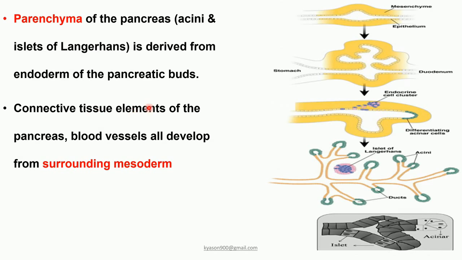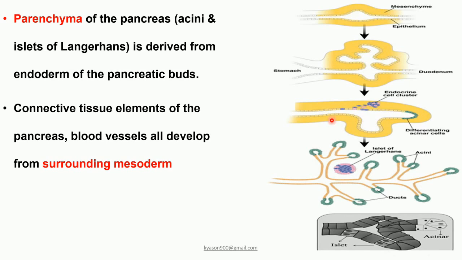Connective tissue elements of the pancreas, for example the blood vessels and other structures, are going to come from the surrounding mesoderm. Remember, we have three germ layers. We have the endoderm, which is the innermost. It's the one that forms our buds, those buds that you see there that are growing out. Then the surrounding tissue is the mesoderm, or you can say mesenchyme. That surrounding tissue is going to form the various connective tissue elements, for example the blood vessels that will be supplying this pancreas.